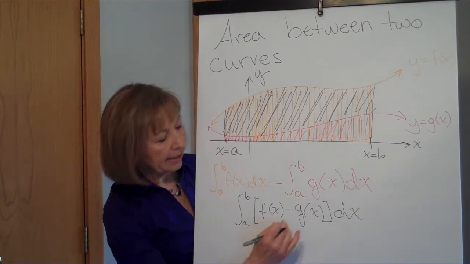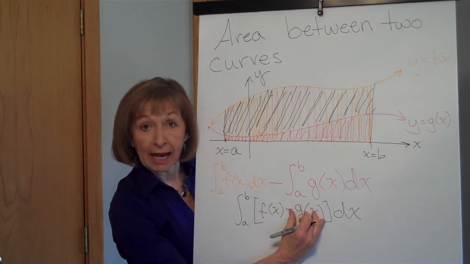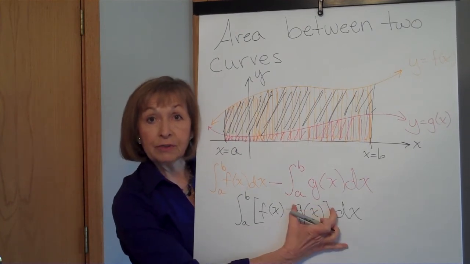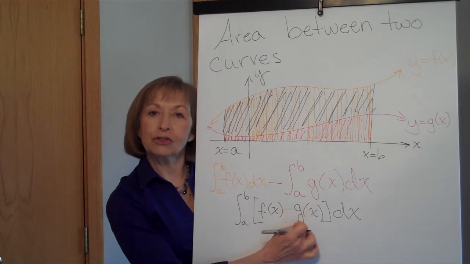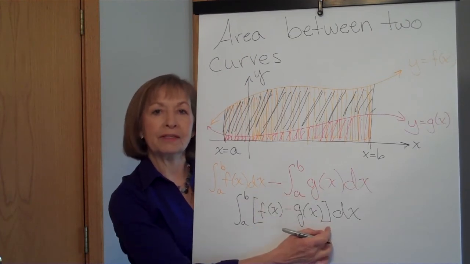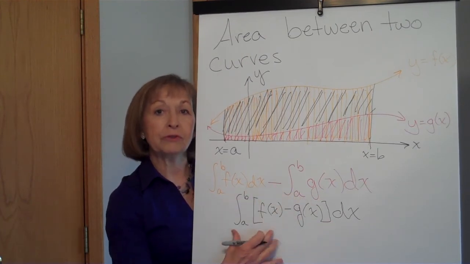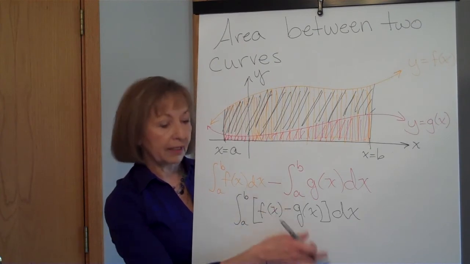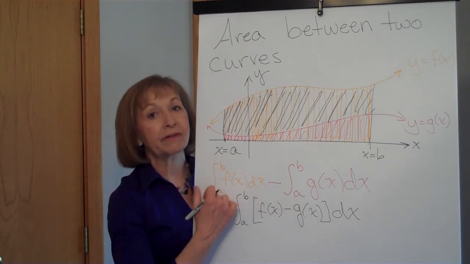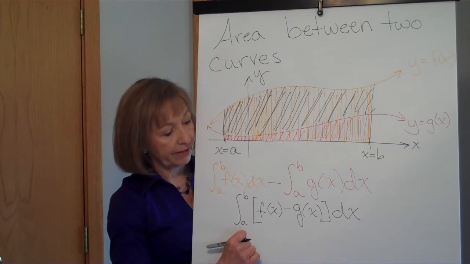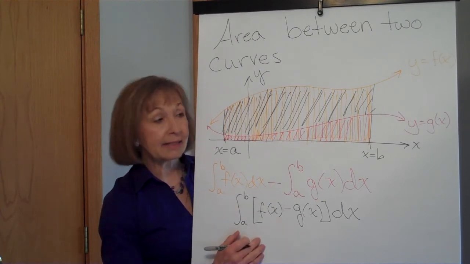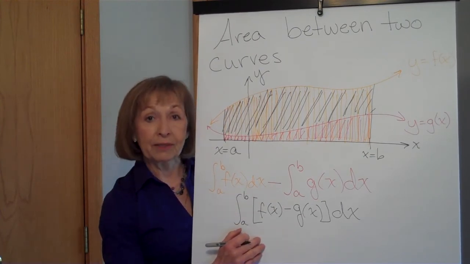Also recall that if your function you're subtracting has more than one term, you need to put it in parentheses, distribute the negative through the parentheses to remove them before you do the antiderivative, and then plug in the a through the antiderivative minus plug in the b through the antiderivative. But doing that process, then you'll find that area between the curves.